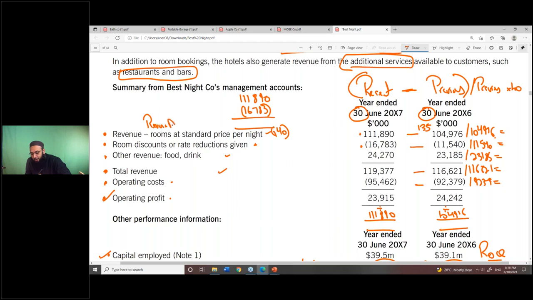Revenue after discount. Okay, let me use my calculator here. This is the only time I'm using the calculator. Minus 16783. So I'm getting a revenue of 95107.